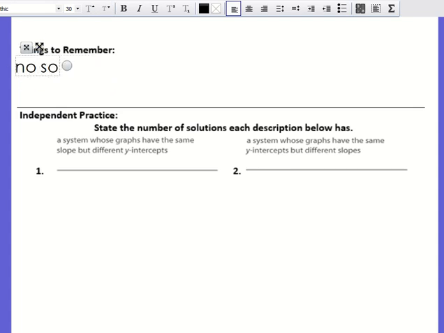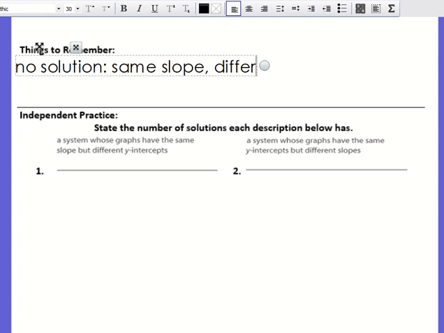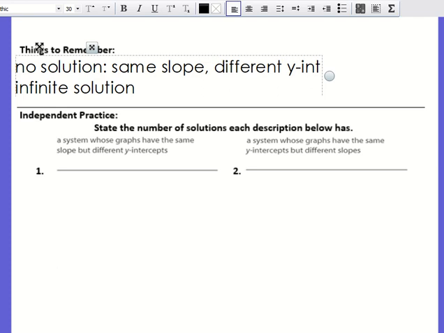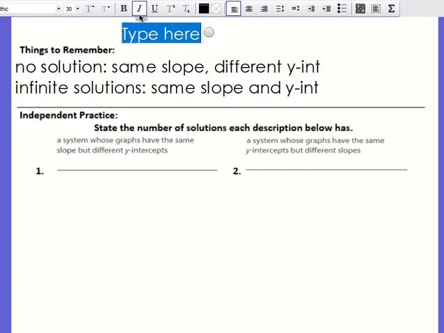So no solution, same slope, different y-intercept, infinite solutions, same slope and y-intercept. And then for space for me, I'm going to put this one up here.